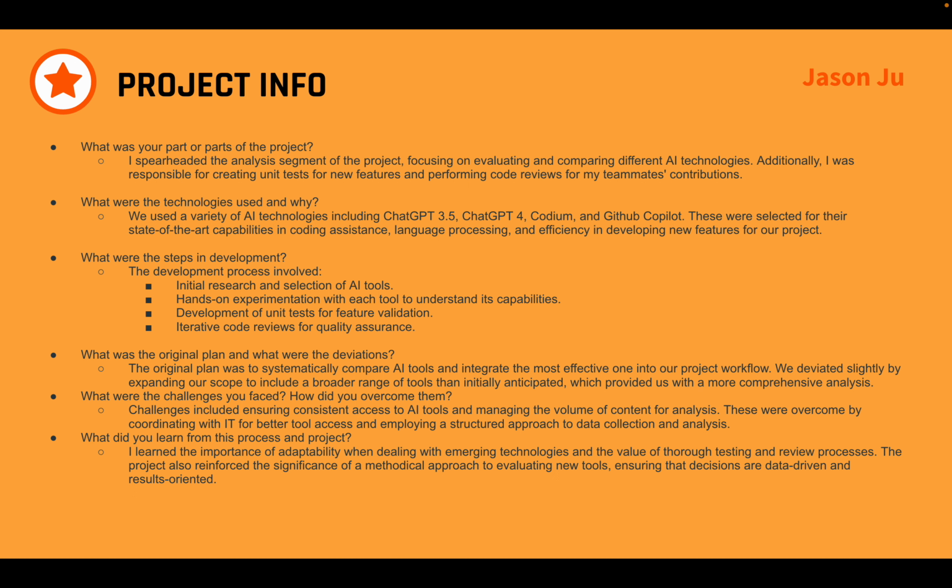The technologies Jason used: not to miss mentioning ChatGPT 3.5, ChatGPT 4, Codium, and GitHub Copilot. He chose them for the following reasons: the coding assistance capabilities and language processing efficiency in developing new features for our project. His steps in development. He initially researched and selected the AI tools he was going to use. He was experimenting with each tool to understand how to use it and its capabilities. He developed unit tests for feature validation, and then he also reviewed code for quality assurance. That was especially important in the last 2 weeks of our project to ensure that everything was working properly.